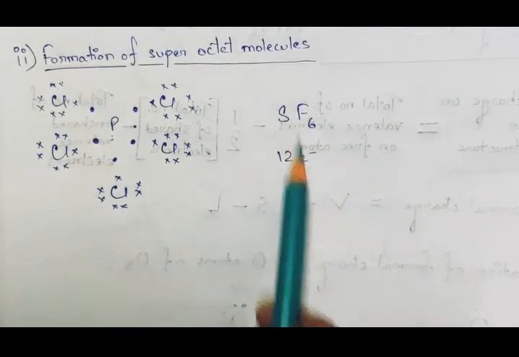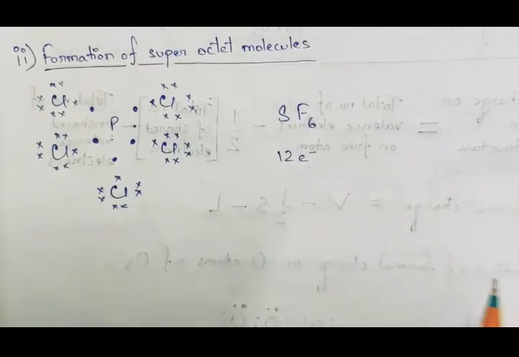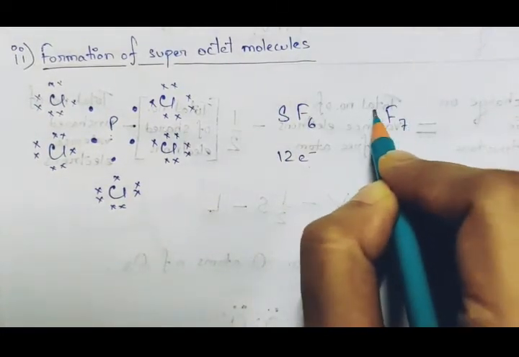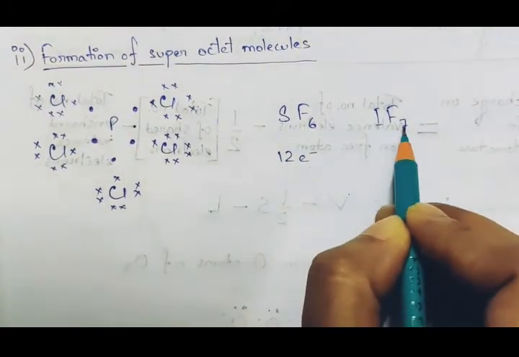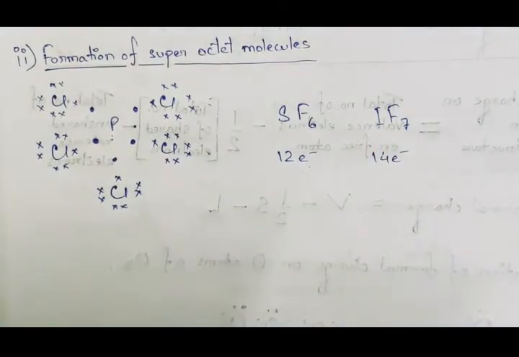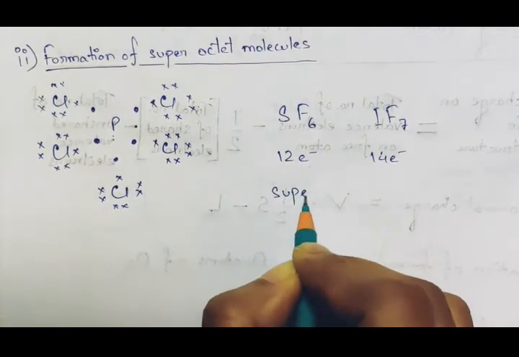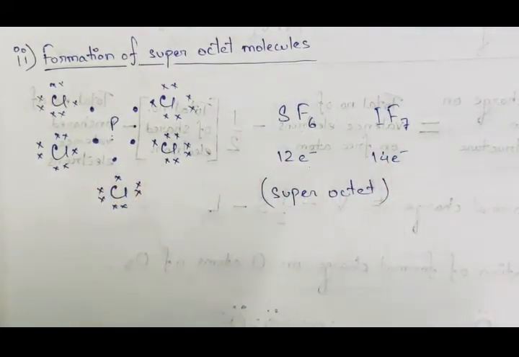So around sulfur, 12 electrons are there, which is also an example of a superoctet molecule. Again, in the case of IF7, iodine and fluorine combine to form IF7, and in this case there are 14 electrons outside iodine, which is also impossible because they have more than 8 electrons in their valence shell, and this case is called the superoctet state. So these compounds are stable, but they are not following the octet rule. So this is another limitation of the octet rule.